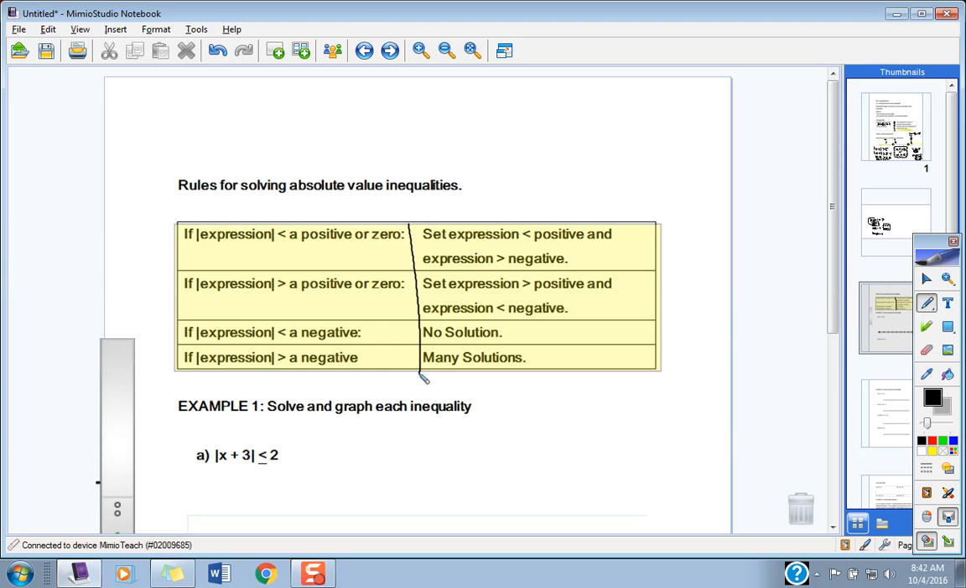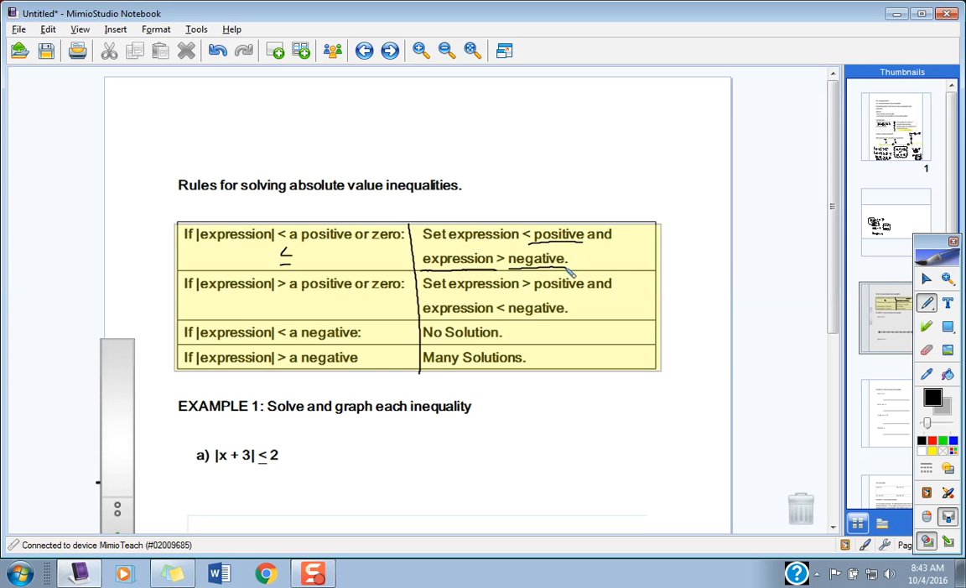Now, what I'm going to do is also add in this idea that this could be less than, or this could be less than or equal to as well. So it's going to be some form of a less than sign. It might be less than or equal to. You may just want to throw that in there. What's it say to do, kids? Set the expression less than the original positive value. Once you've done that, it also says take the expression, what's inside the absolute value bar, and set it greater than a what? Negative.